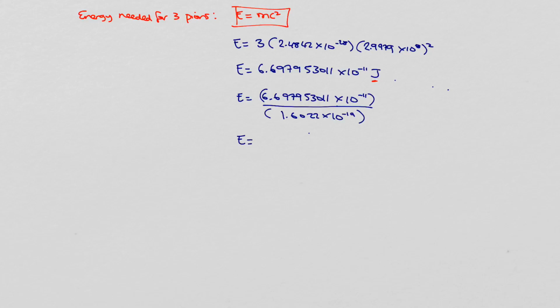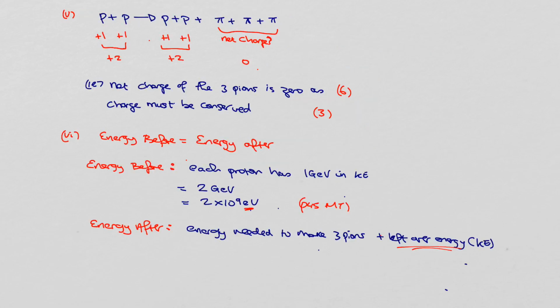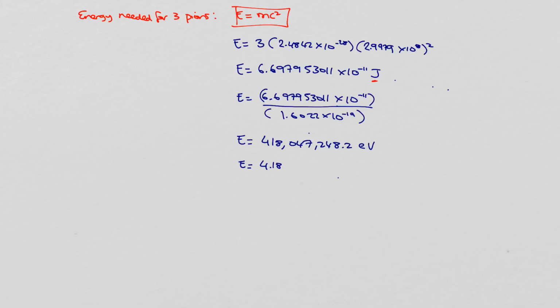Okay, so that gives us the energy needed to make the 3 pions in electron volts to be 418,047,248.2 electron volts. So in other words, that's 4.180472482 by 10 to the power of 8 electron volts. Okay. So that's the energy for our 3 pions.